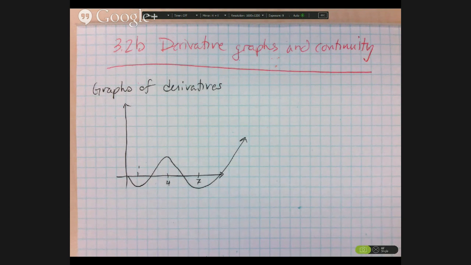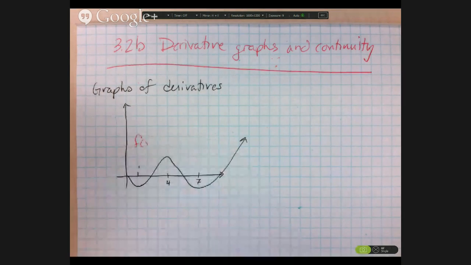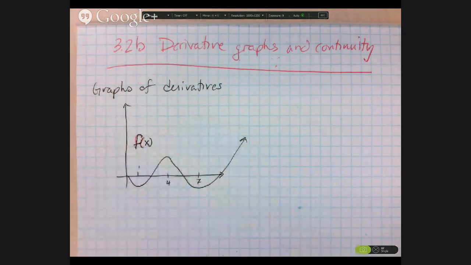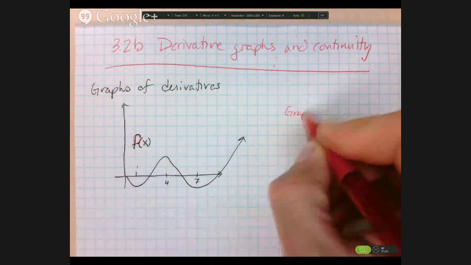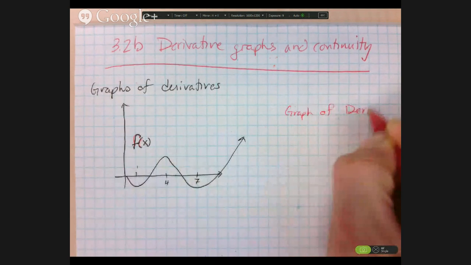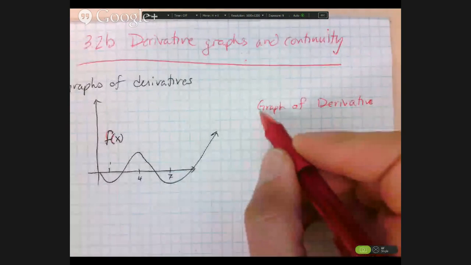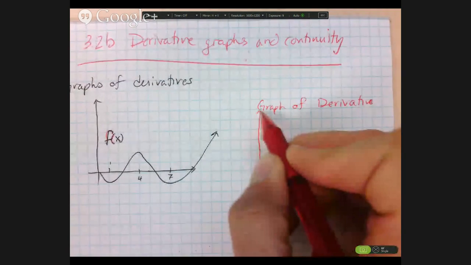Derivative graphs. Okay, this is a very visual exercise, and you actually have to think. So if this is a graph of, let's call it f of x, what does the graph of the derivative look like? It's the values from the tangent line.